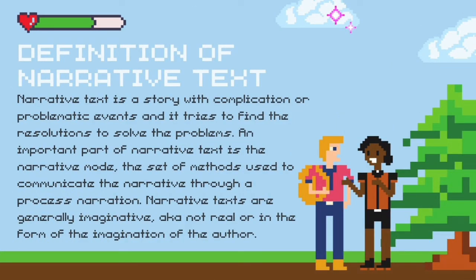First of all, what is narrative text? Narrative text is a story with complication or problematic events, and it tries to find the resolution to solve the problems. An important part of the narrative text is the narrative mode, the set of methods used to communicate the narrative through a process of narration. Narrative texts are generally imaginative, aka not real, or in the form of imagination of the author.